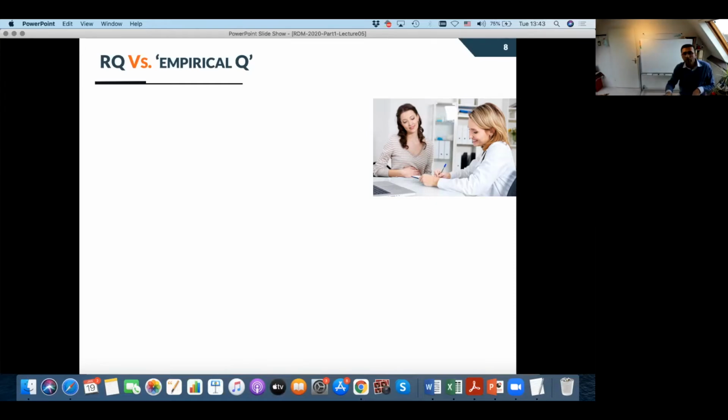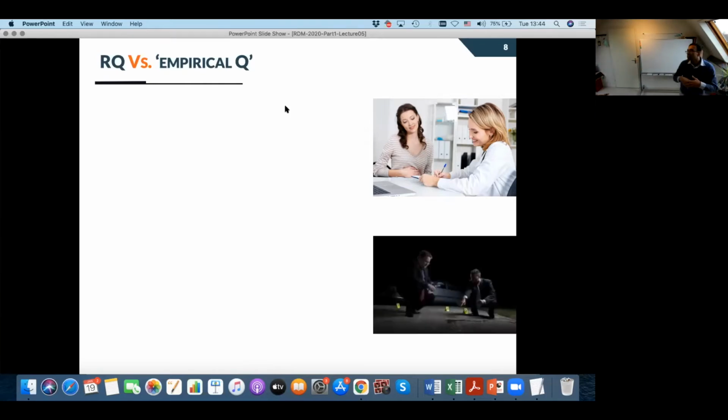Do you have Alzheimer's is your research question. But then the empirical questions: can you remember this list of 10 words and memorize it for me? When was the last time that you forgot where you lost your phone? These are the empirical questions that the doctor asks me in order to see if I have any kind of Alzheimer's or dementia. The same, you need to think about your research question and the empirical questions.